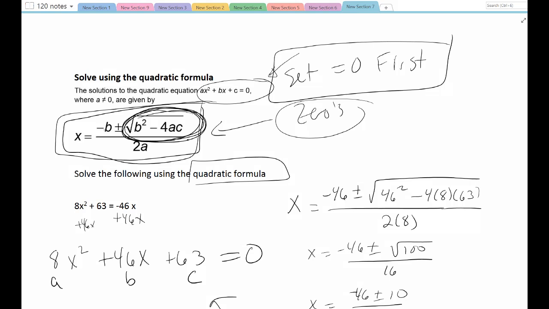And so in the next one, we're going to look at the outcomes: the 1 solution case, the 2 solution case, and the no solution case. And we can tell when we're going to get each based on what's underneath the square root in the quadratic formula. And that's what we're going to look at. And then we're going to talk about how you can solve these graphically in the next video as well.